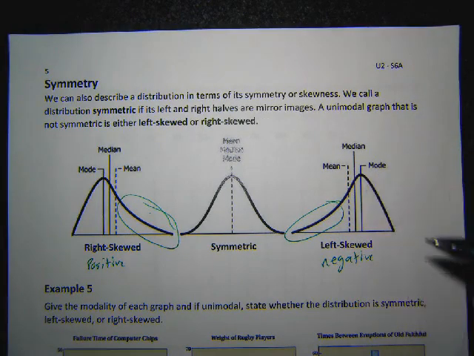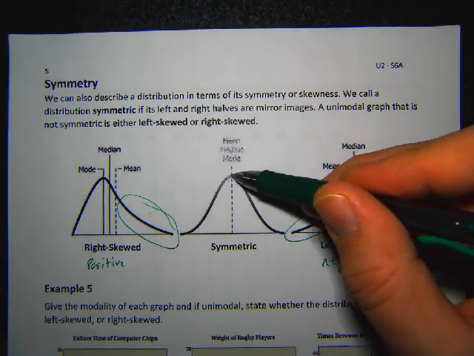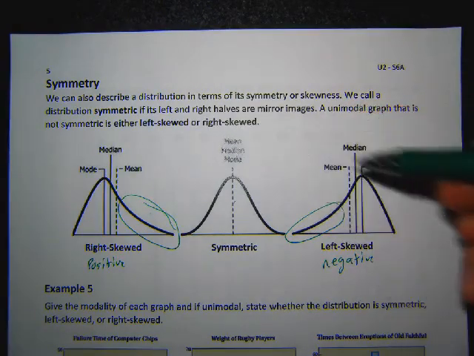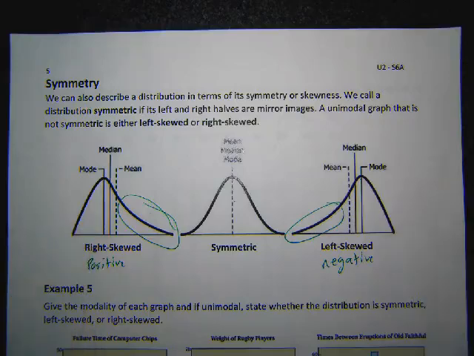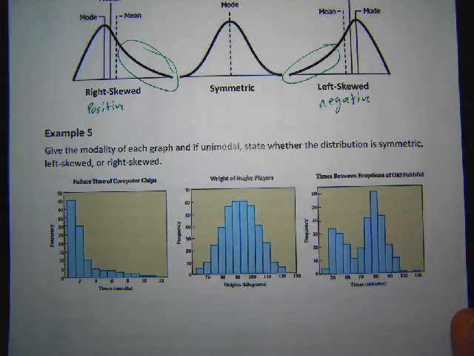So again, peaks are the mode. They're the most common. That's the highest point, so that's the most common value. For a symmetric graph, those are all the same, but that's not true for left skewed and right skewed. So down here, we want to say whether they're unimodal, and then if they are unimodal, whether they're symmetric, left skewed, or right skewed.